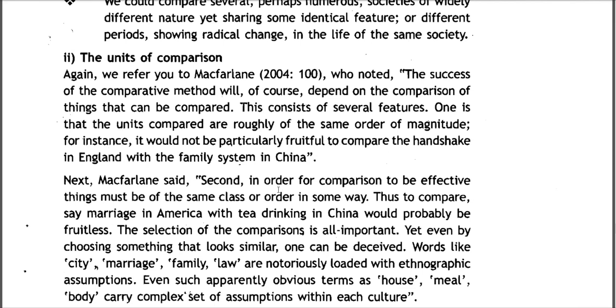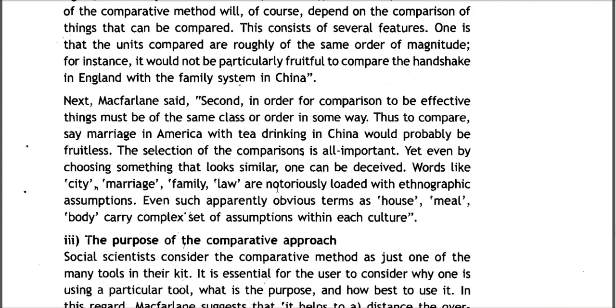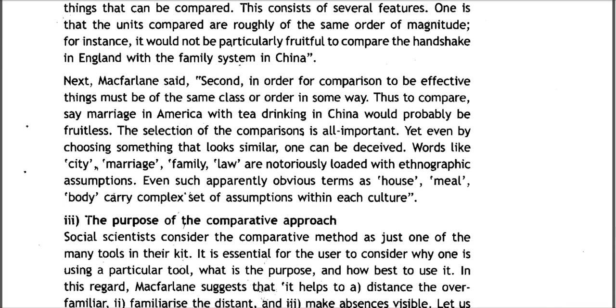Next, McFarlane said, second, in order for comparisons to be effective, things must be of the same class or order in some way. Just to compare, say, marriage in America with tea drinking in China would probably be fruitless. The selection of the comparisons is all important, yet even by choosing something that looks similar, one can be deceived. Words like city, marriage, family, law are notoriously loaded with ethnographic assumptions. Even such apparently obvious terms as house, meal, body carry complex sets of assumptions within each culture.